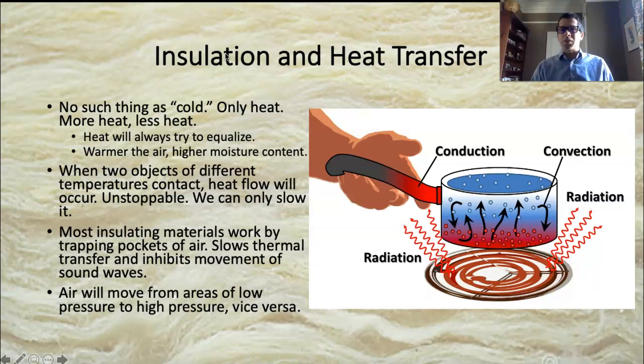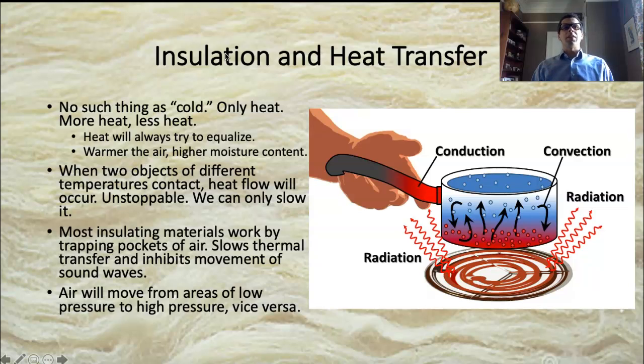Different materials have different R values. We'll talk about what that means in a little bit here. But also the thickness of materials. If we build a 16-inch deep wall and stuff it full of insulation, it's going to take a lot longer for that heat to transfer through that wall. That's called thermal mass. All right.